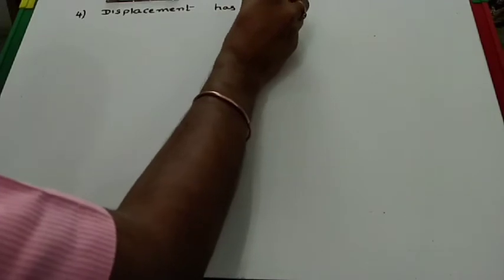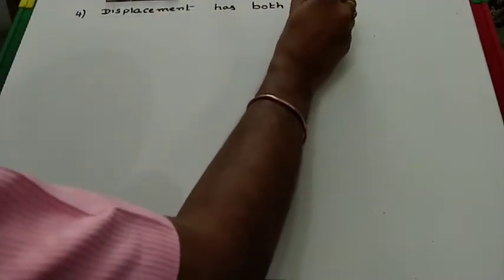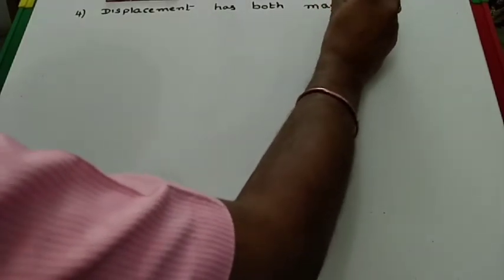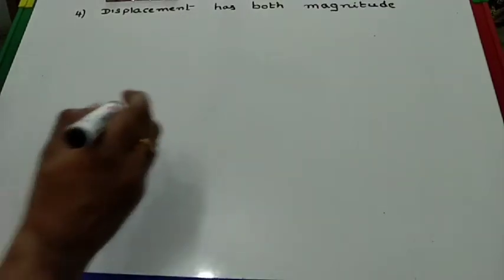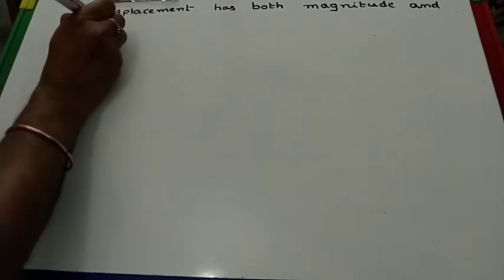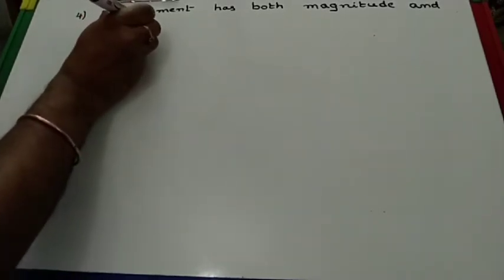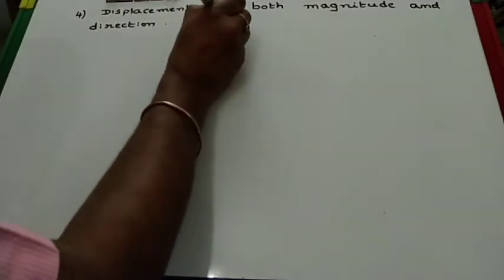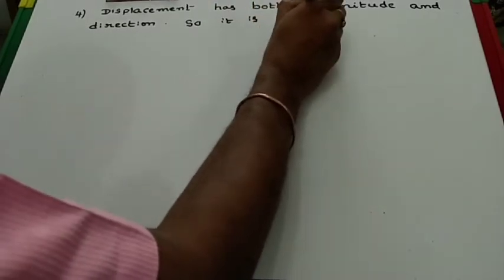Now, point number 4. Displacement has both magnitude and direction. So it is a vector.